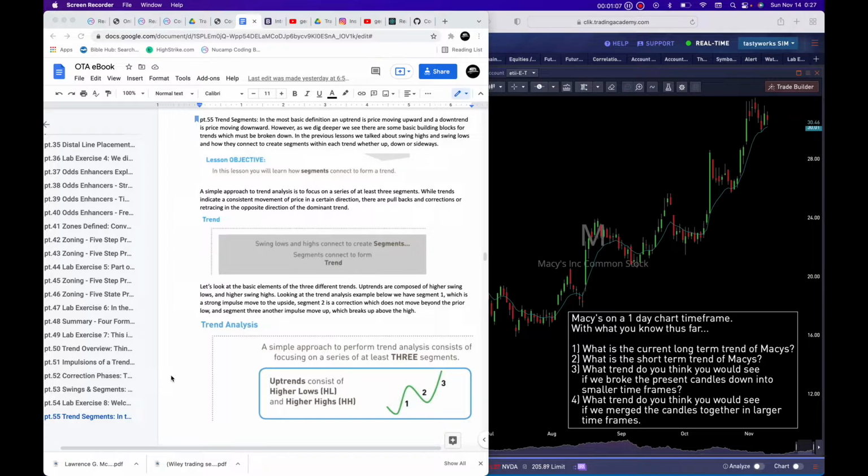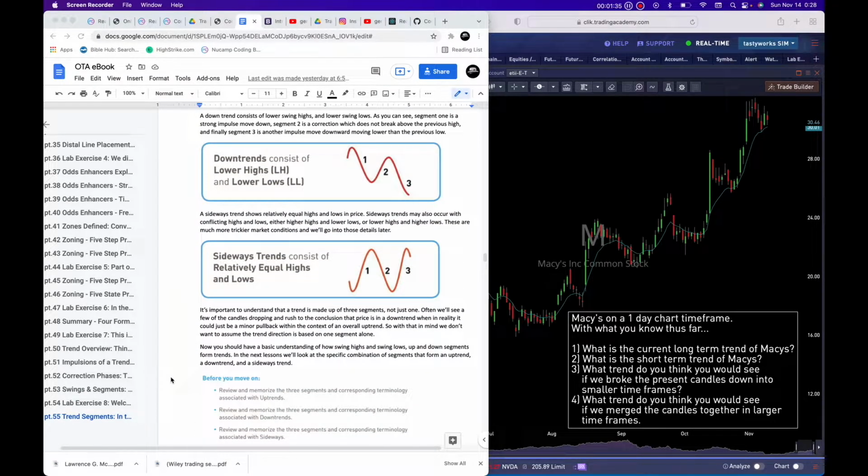Uptrends are composed of higher swing lows and higher swing highs. Looking at the trend analysis example below, we have segment 1, which is a strong impulse move to the upside. Segment 2 is a correction which does not move beyond the prior low. And segment 3 is another impulse move to the upside which breaks above the previous high.